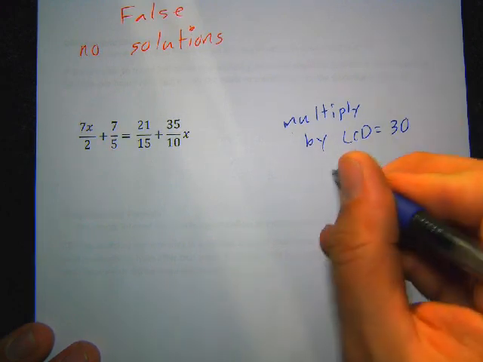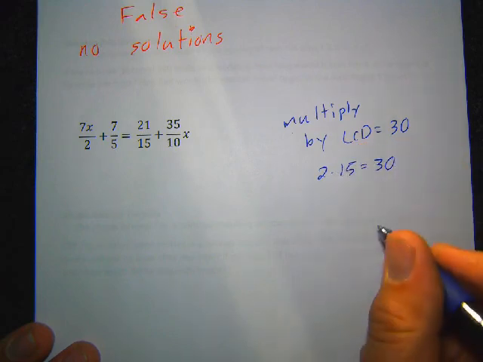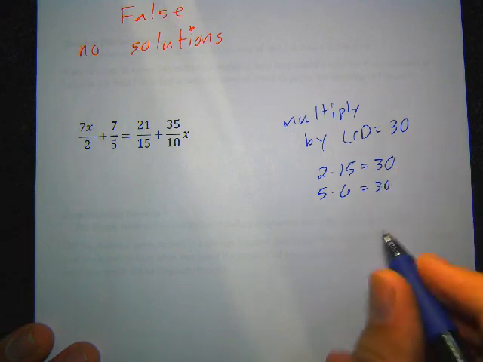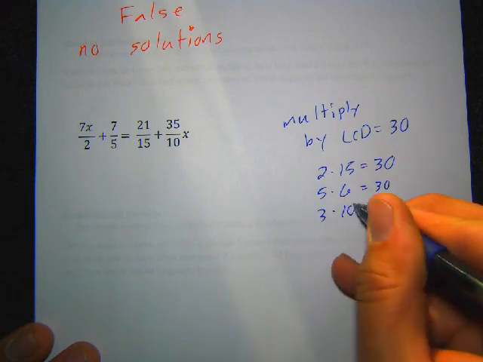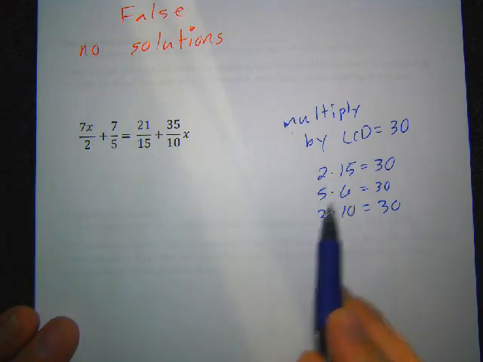So I'm going to think about the fact that 30 is 2 times 15, right? That's one way to think about 30. Another way to think about 30 is it's 5 times 6. Another way to think about 30. The last way to think about 30 is that it's 3 times 10. And that'll just help me when I go to do my canceling. I can see the things that make up 30.